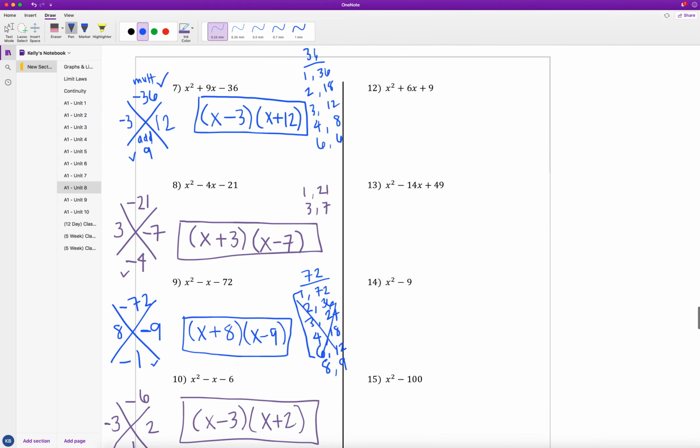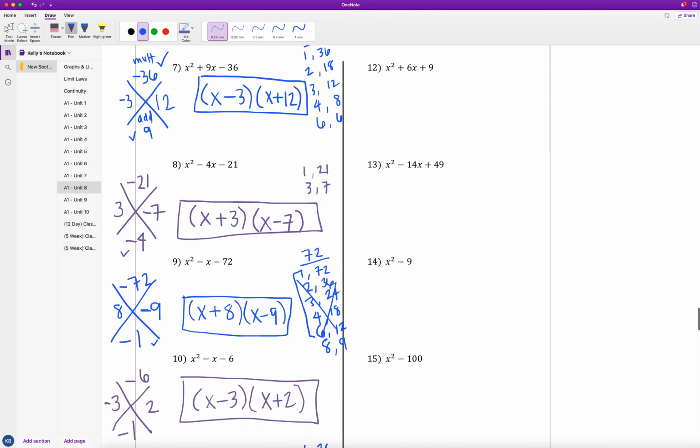Okay, let's look at example 12. Why don't you guys pause the video and try example 12 on your own first. So in example 12, we're multiplying to be 9, adding up to be 6. Well, factors of 9 are 1 and 9. That's not going to work. Then I have 3 and 3. Well, that has to work.